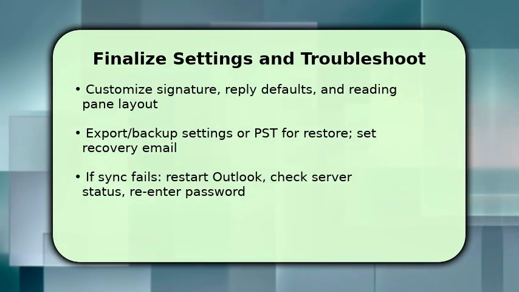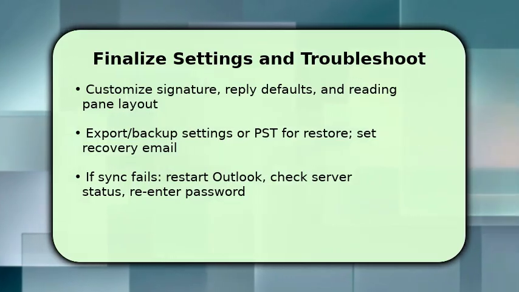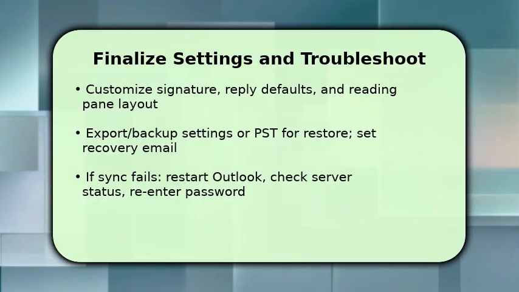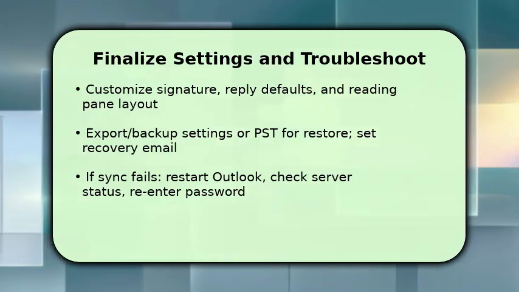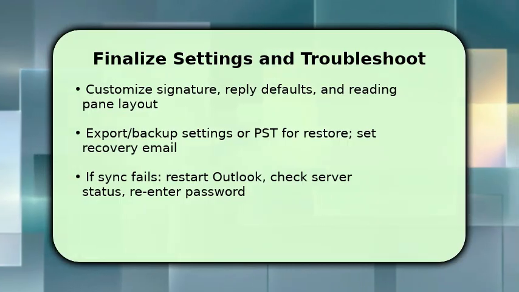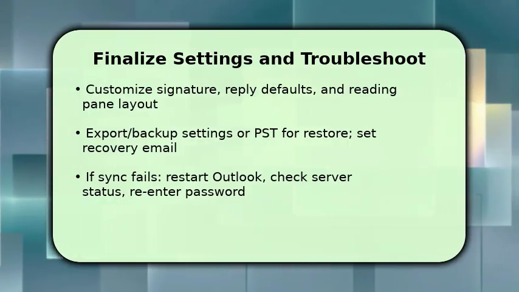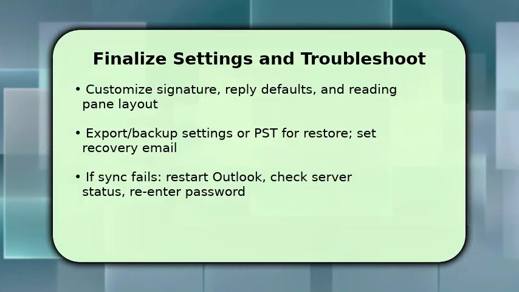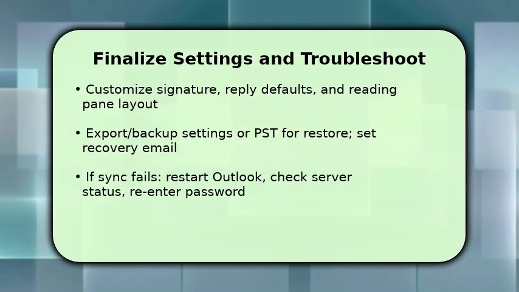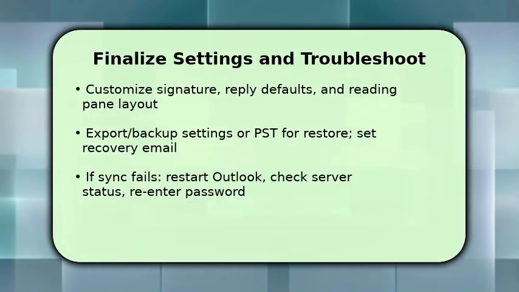Backup settings or export a PSD file and confirm a recovery email so you can restore if needed. Learn a few shortcuts to save time and enable desktop notifications for urgent mail. If things go wrong, try the key troubleshooting move. Restart Outlook, verify internet and server status, then re-enter your password. This fixes most sync and authentication errors quickly.